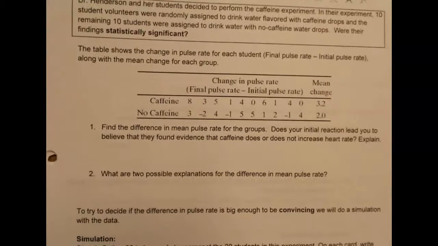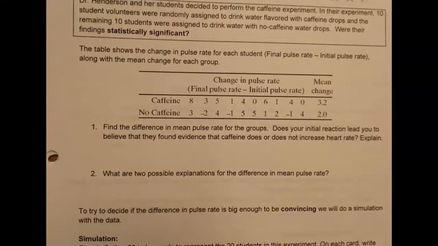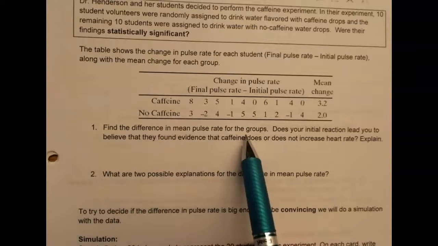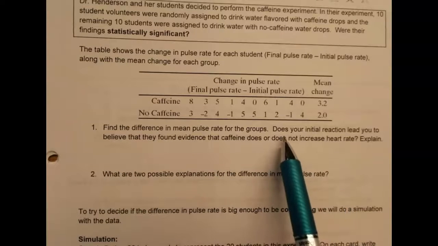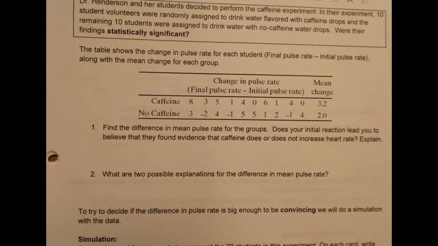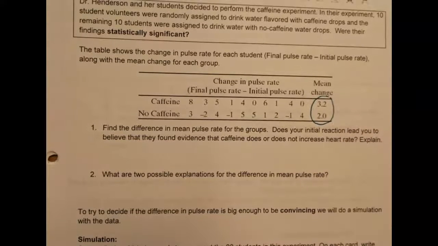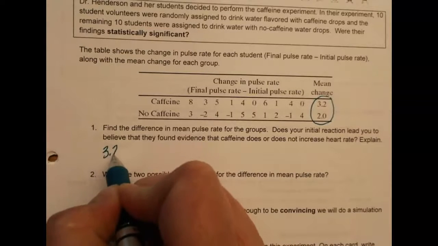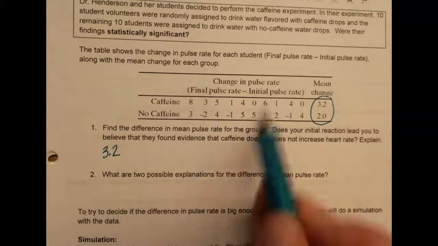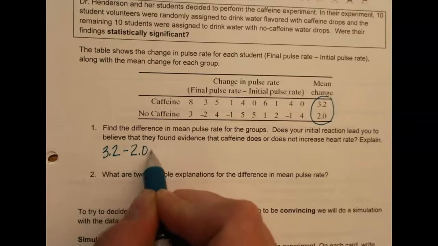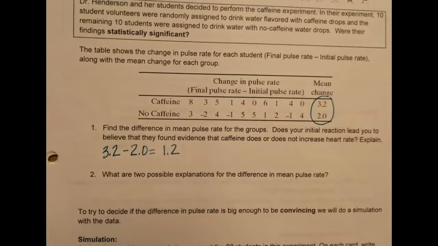So, here's a table that shows the pulse rate changes for each group. The first thing we want to do is find the difference in the means of pulse rates for the two groups. And then we're going to answer the question: does your initial reaction lead you to believe that they found evidence that caffeine does or does not increase heart rate? Explain. All right, so to find the mean difference, I actually did the math for you. There's the averages, the final pulse rate minus initial pulse rate for the two groups. So we have a mean difference of 1.2.